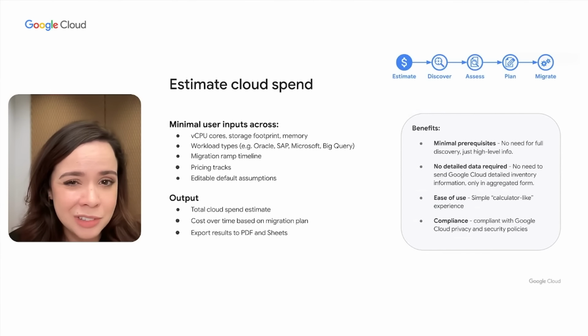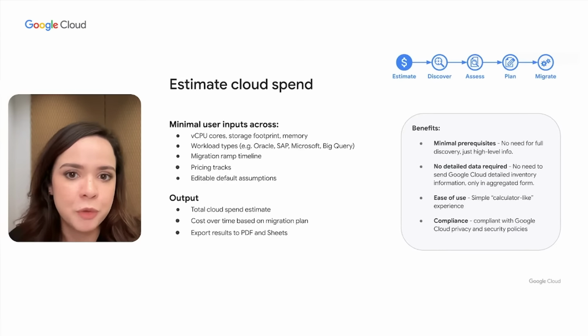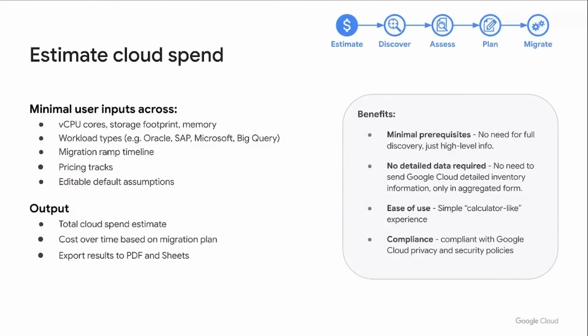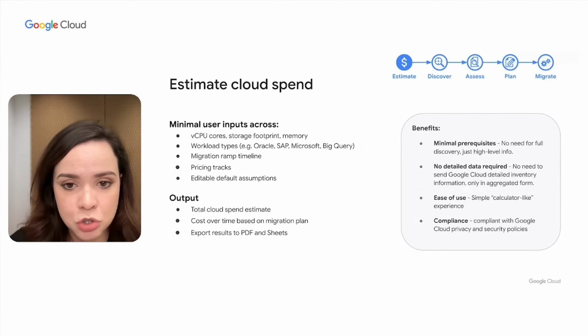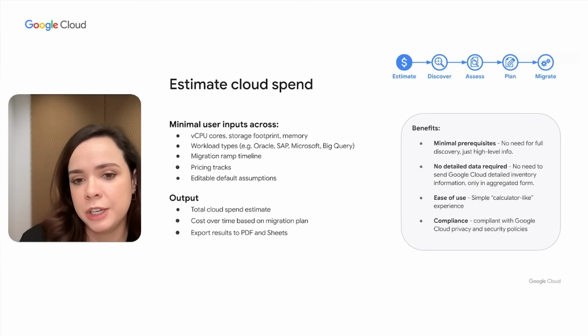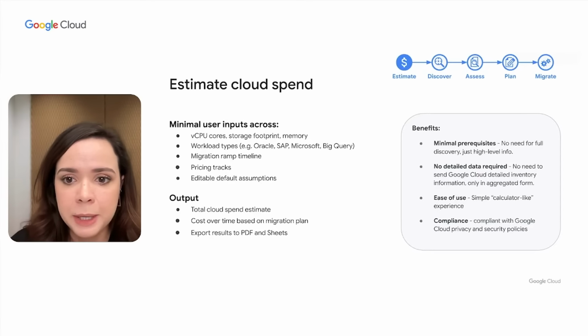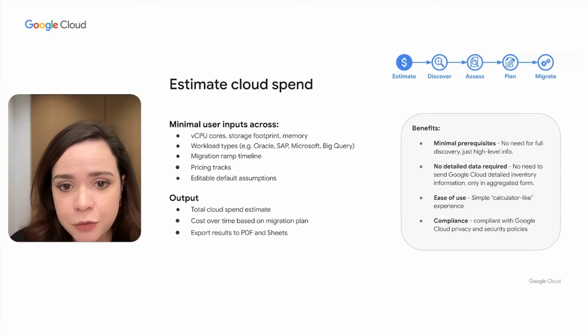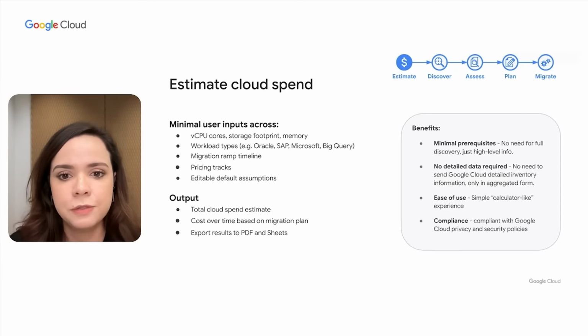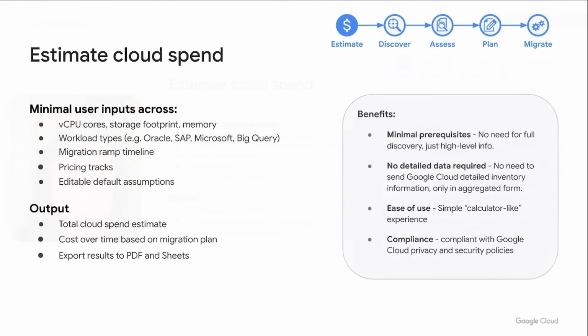In the past, it would cost us weeks to get an estimation, but with Migration Center, you can get a high level estimation in minutes. The only thing you need to do is to provide some basic information like the number of CPUs, what is your storage, what's your memory footprint, what type of workloads are you using. For example, are you using Oracle, SAP, BigQuery? It is not a full assessment, but it's a quick way to get an estimate of how much your project will cost in Google Cloud.